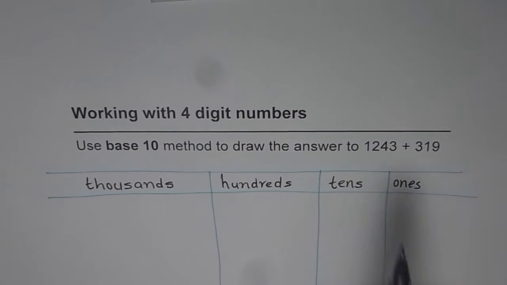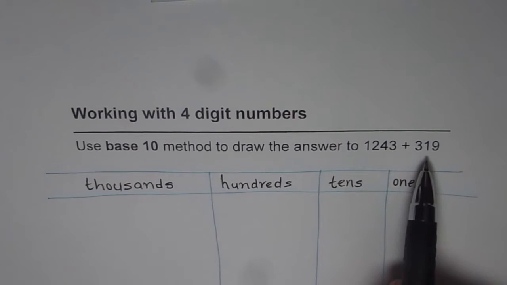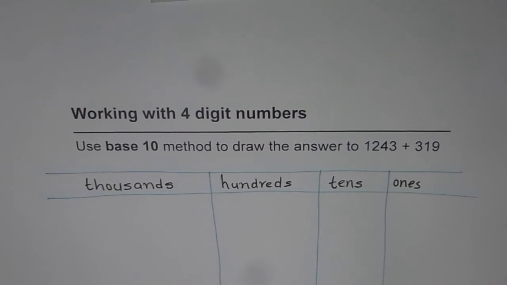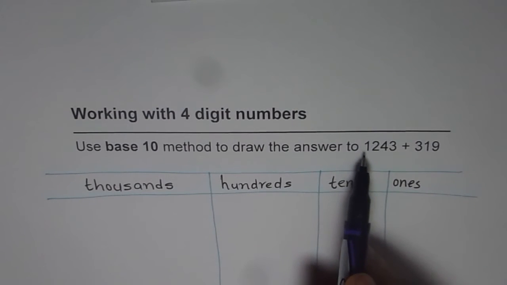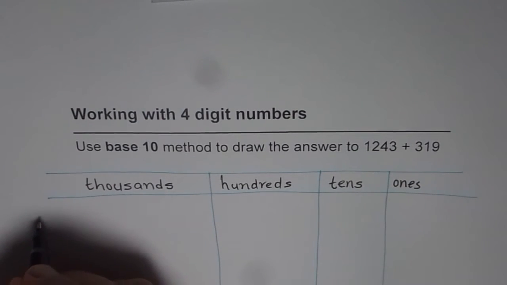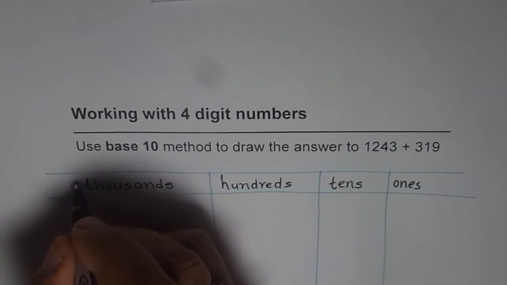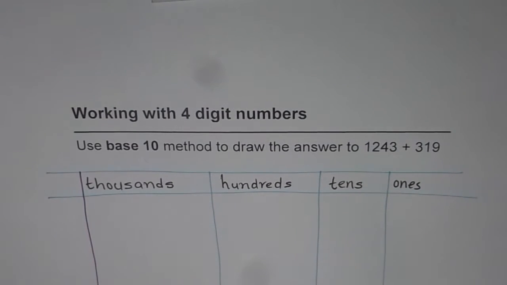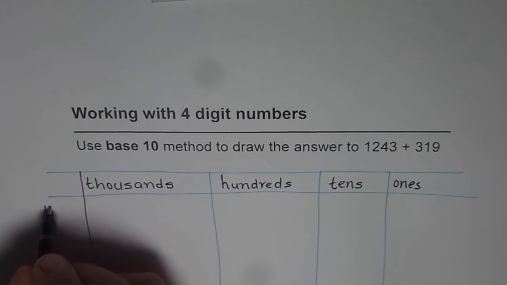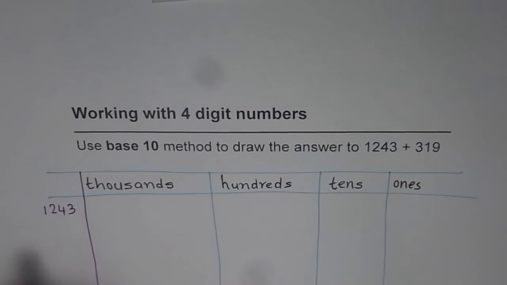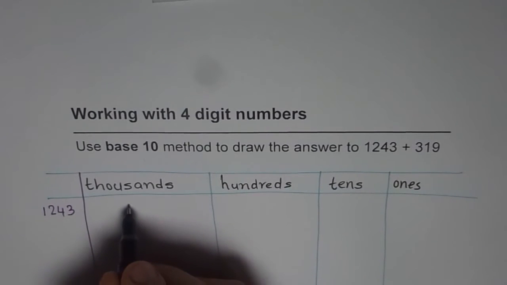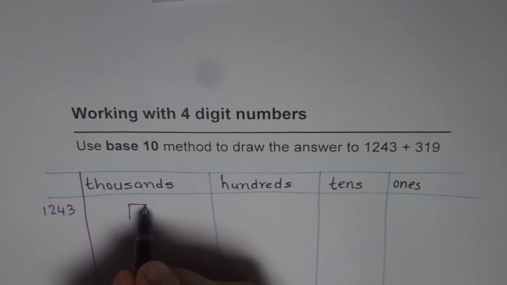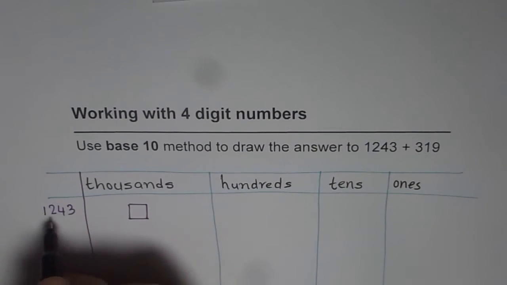We have to add these two numbers and use base 10 model, right? What does it really mean? The first number for us is 1243. So let me write down the number here on the left side. So number is 1243. In a base 10 model, you make a cube to draw 1000, right?